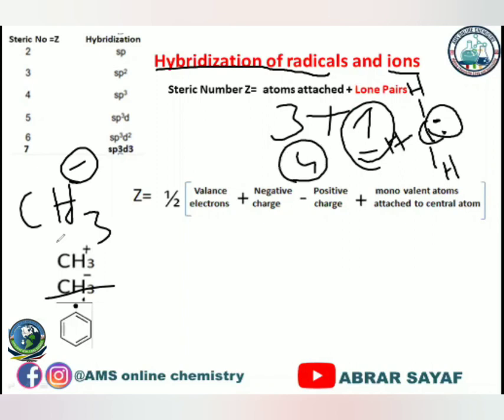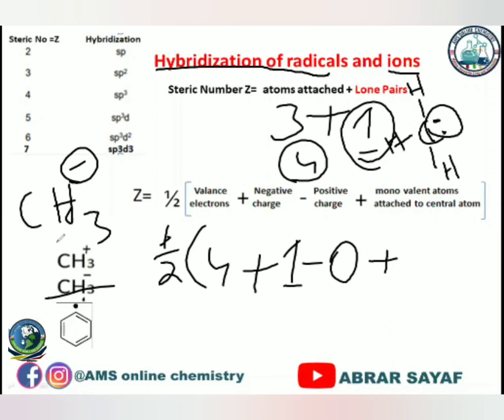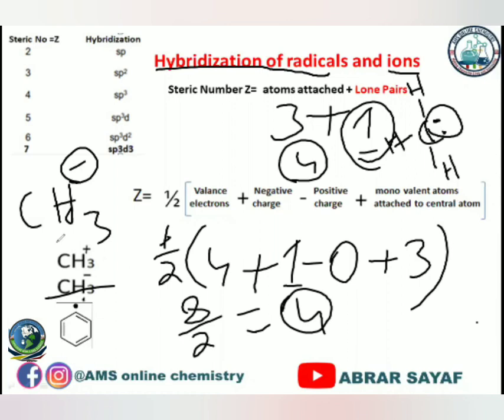Now using this formula, half valence electrons are 4. There is one negative charge. There is no positive charge, and monovalent atoms are 3. So this is 8 divided by 2, which is equal to 4. So when the steric number is 4, the hybridization is sp3. So in this case, the carbon is sp3 hybridized.